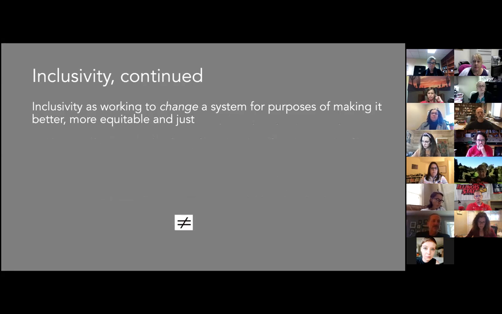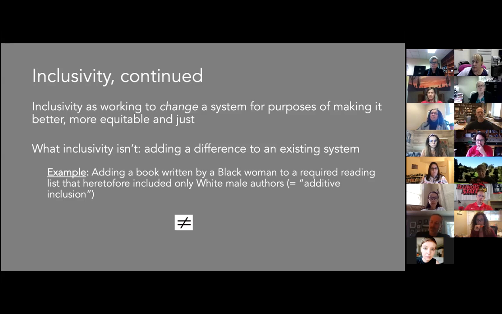So understanding inclusivity as working to change a system for purposes of making it better, more equitable, and just. And so what inclusivity isn't then is adding a difference to some existing system. So for example, adding a book written by a Black woman to a required reading list that heretofore included only white male authors. And so we think of that as additive inclusion. And so the presence of difference doesn't mean inclusivity according to this definition.